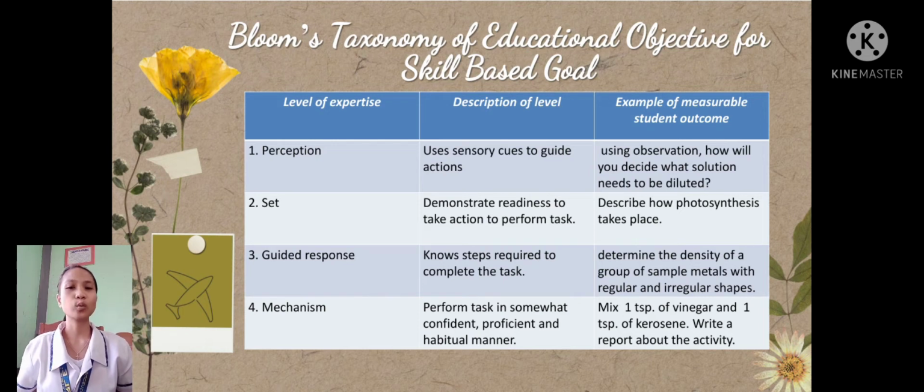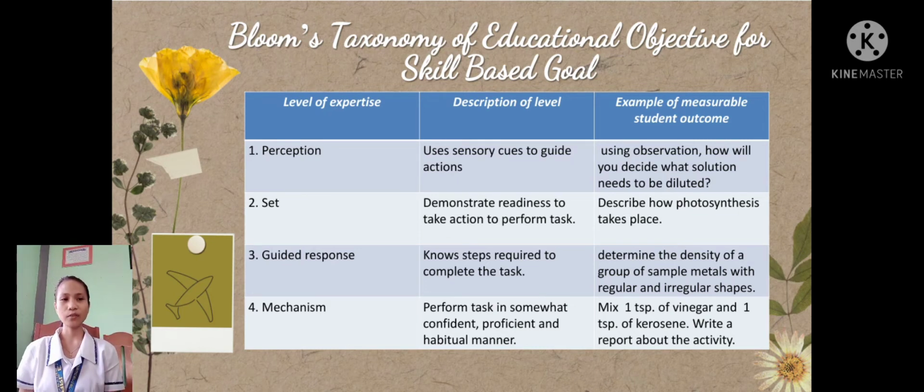The second one that I am going to discuss is Bloom's taxonomy of educational objectives for the skill-based goal, or the psychomotor. The first level of expertise is perception. Perception uses sensory cues to guide action. An example of perception is using observation: how will you decide what solution needs to be diluted?